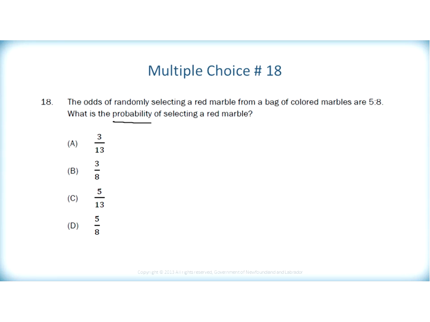And so we can see that if it's 5 to 8, that means there are going to be 13 marbles in total, and 5 of them will be red. So the probability of getting a red marble will equal 5 over 13.